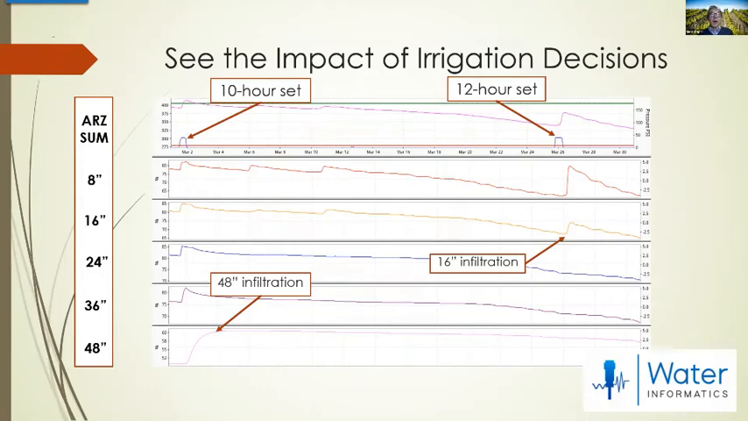For example, a month ago, a 10-hour set was sufficient to refill a profile completely, all the way to 48 inches. A 12-hour set today is only making it down as far as 16 inches. So it's really critical to have this information. You can see root activity here all the way down to 48 inches already. This soil profile is drying out fast, and we're still in March.